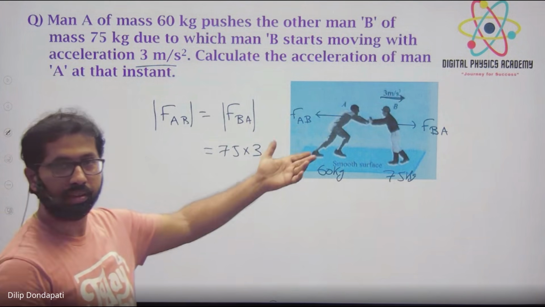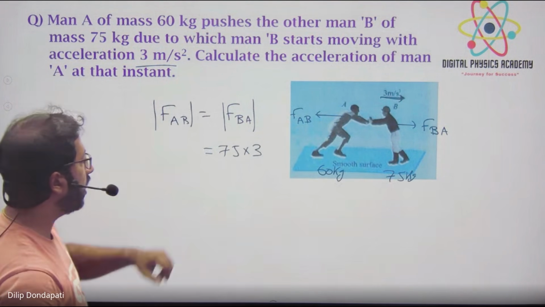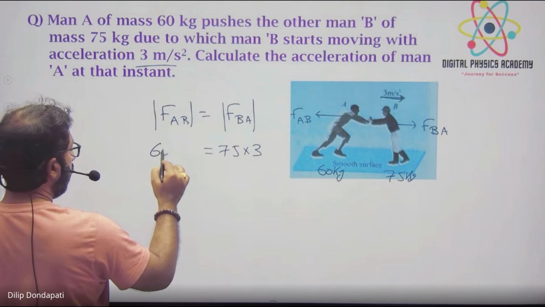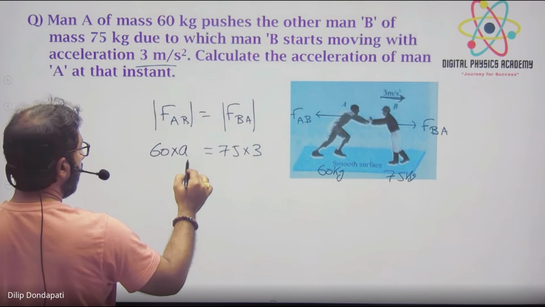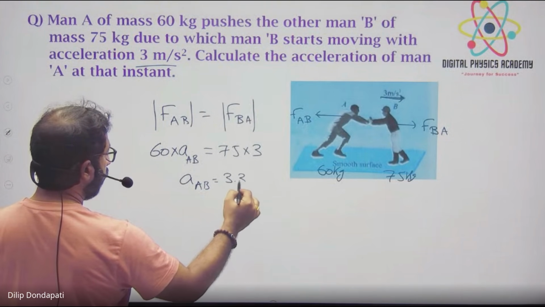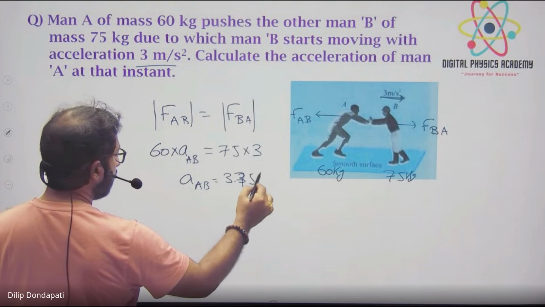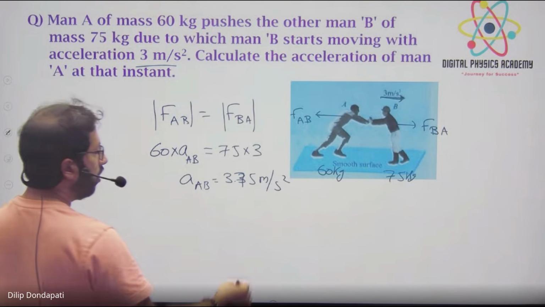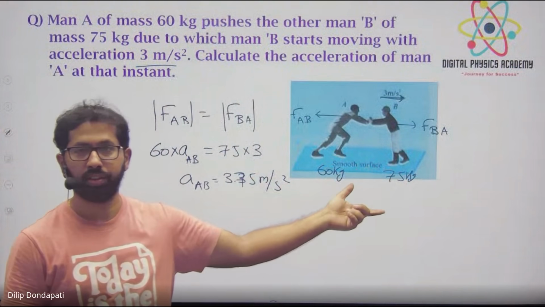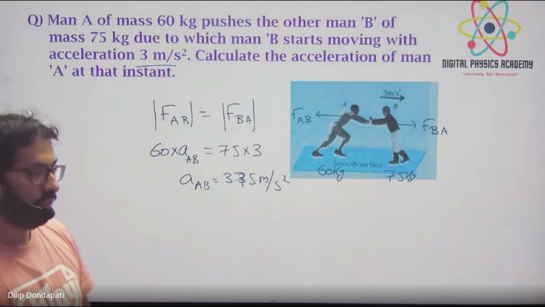Is the mass understood? F equals ma. Here, what will it be? Equal to F, mass into acceleration of A. So from this, the acceleration of A is equal to 3.75 meters per second squared. Why are they moving with different accelerations? Because the weights are different, meaning the masses are different. Okay, understood? Come on.